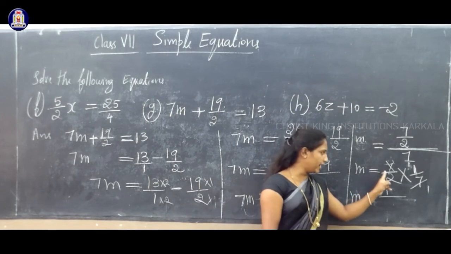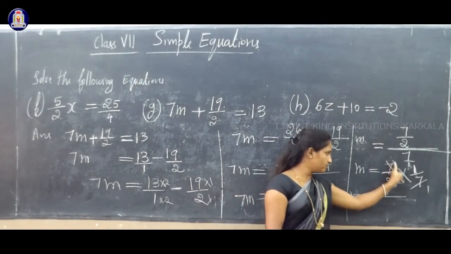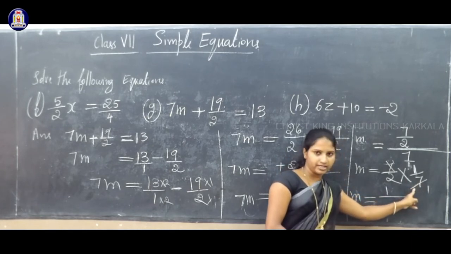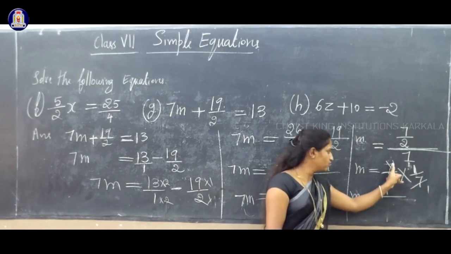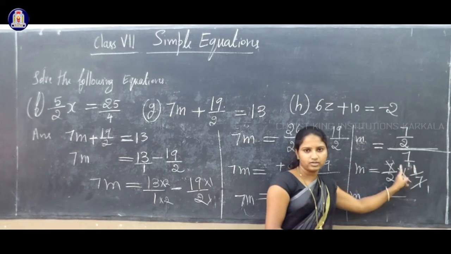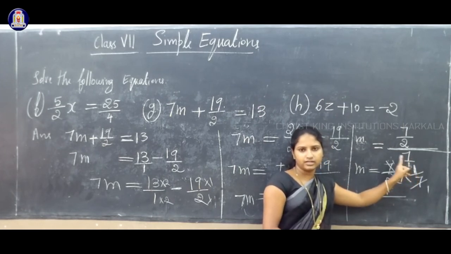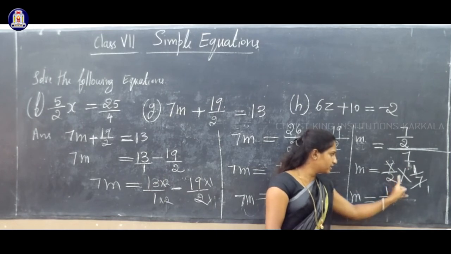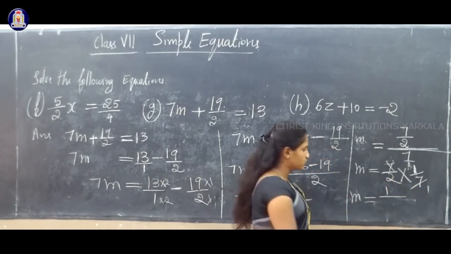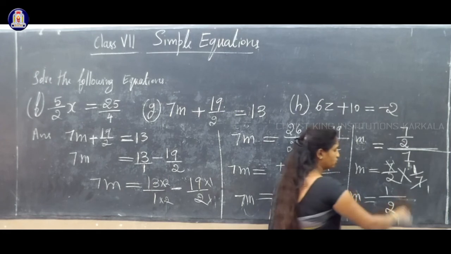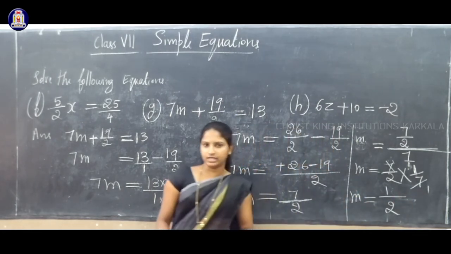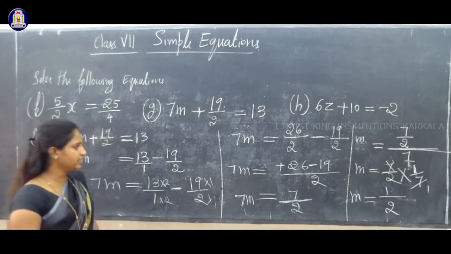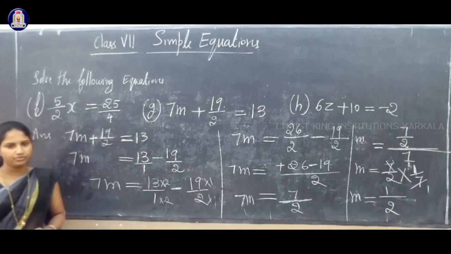If you simplify, you will get 7 ones are 7, and here also 7 ones are 7. So in the numerator we get 1 into 1, which is 1, and in the denominator 2 into 1, that is 2. So the value of m is 1 by 2. M is equal to 1 by 2 is the solution to this equation.